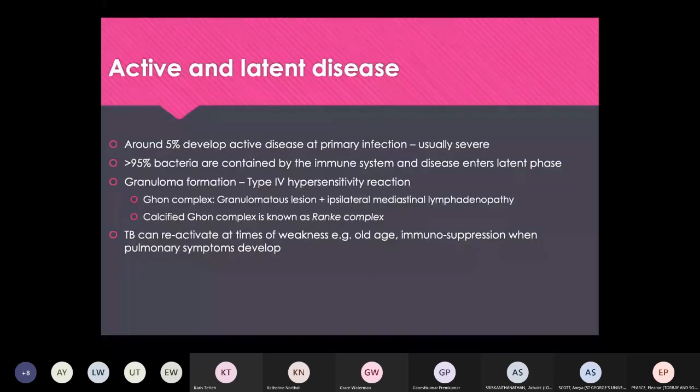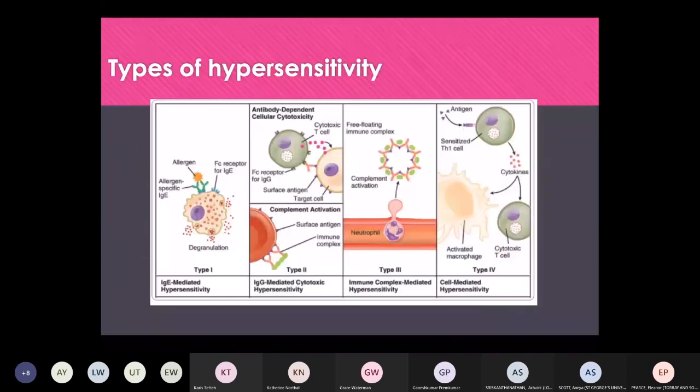And then here are the 4 types of hypersensitivity. So type 1, IgE mediated, that's things like anaphylaxis, for example. So you can see here the allergen is binding to receptors on the mast cell, and then the mast cell degranulates and releases all these inflammatory mediators, which cause the symptoms then of an allergic reaction.